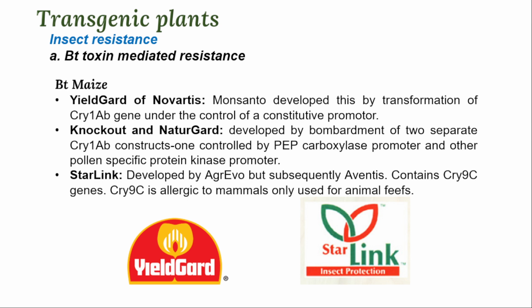They named it YieldGard, from Novartis. You can observe that it produces successfully and mitigates different types of dipteran insects. One more company produced Knockout and Starlink by Aventis, which were also successfully produced and sold with different types of delta endotoxin Cry proteins: Cry9C with Starlink and Cry1Ab with Knockout, types of Bt maize.